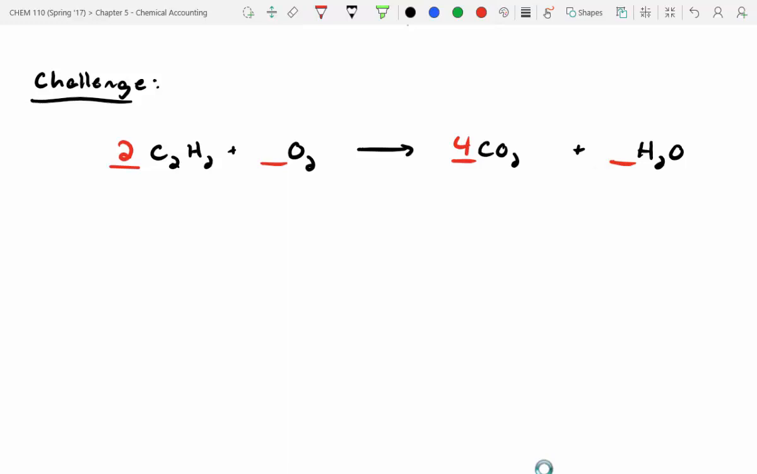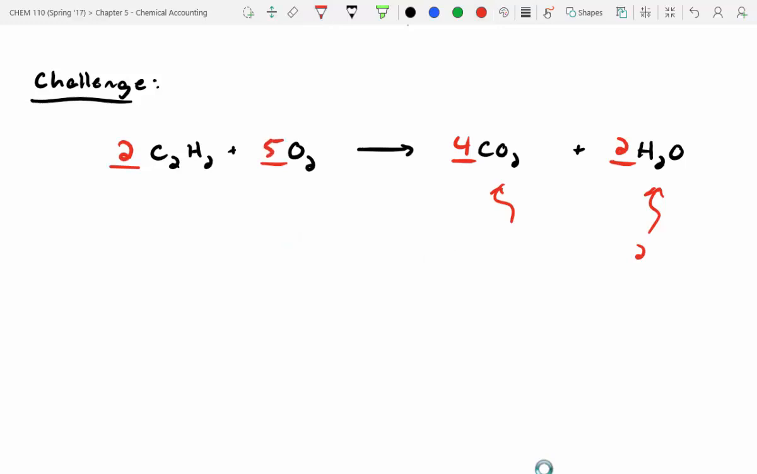Now we've got 4 hydrogens. Over here we only have 2. So we probably need to multiply that by 2. Okay, so now we've got 4 hydrogens on the left, 4 hydrogens on the right. Now let's check our oxygens again. We've got 2 oxygens here, and then over here we've got 4 times 2, that's 8, plus 2 over here is 10. So what should we do to the oxygen on the left? Put a 5 in front of it.